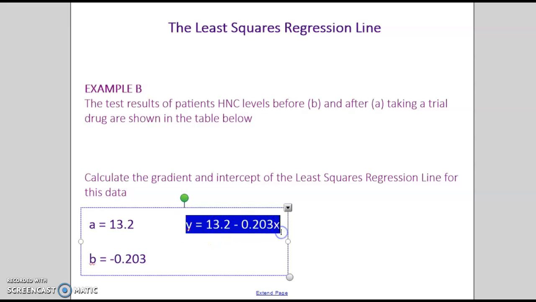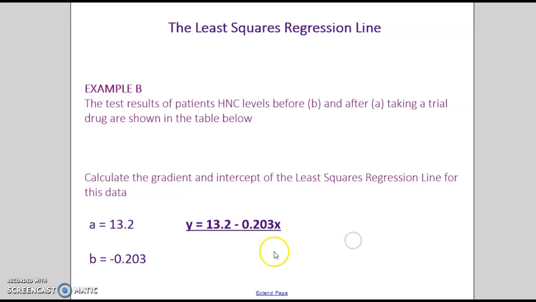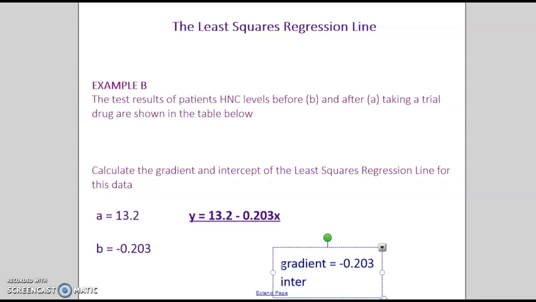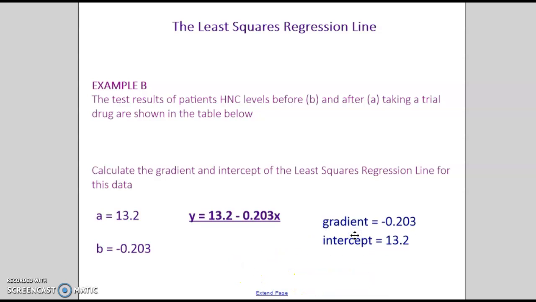Now, I've also done here the equation of the line. It hasn't asked me for this. I've done it just to show you what it would look like. Notice how for the value of B, I've made sure it's a negative here by putting minus 0.203x. The reason I've written it like that is because this question specifically asks for the gradient and intercept, and I find it easier if I write it like that. I can see then that my gradient is negative 0.203 and my intercept is 13.2. I just find it personally a bit easier to look at it from that point of view.